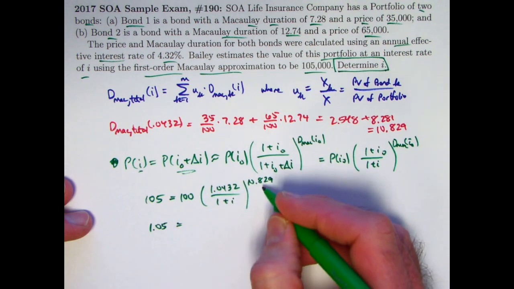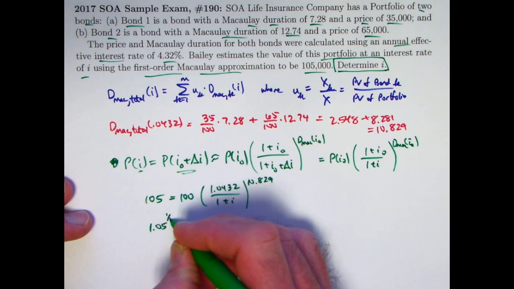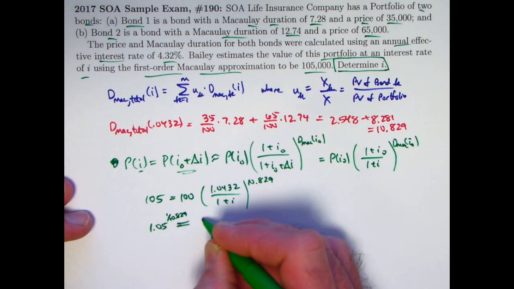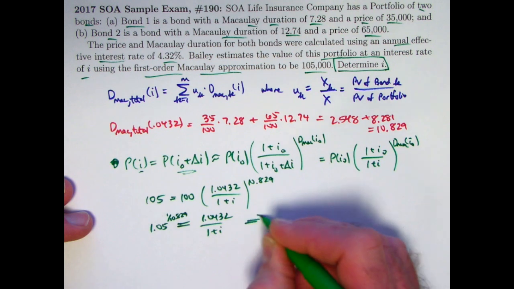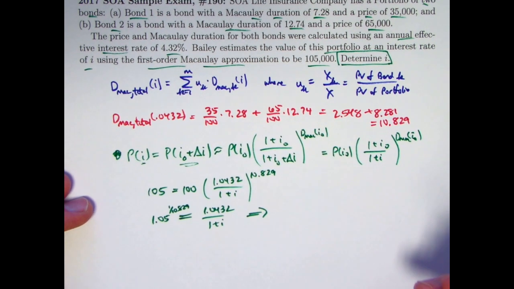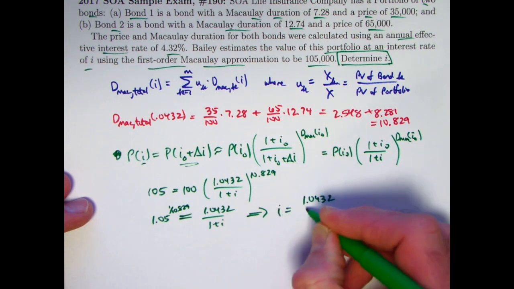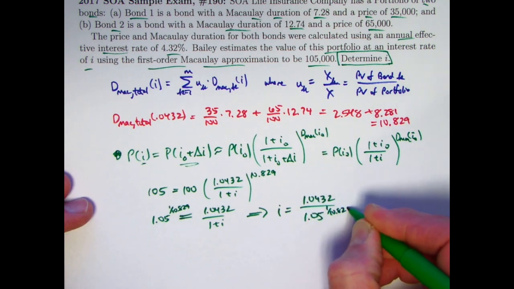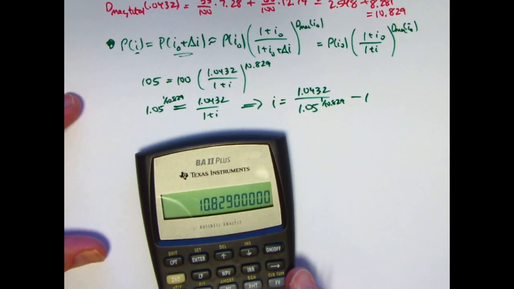I would then raise both sides to the power that is 1 over this number. I'll write a 1 over 10.829 here. That will equal 1.0432 over 1 plus I. And this is all going to mean, after I multiply both sides by 1 plus I and divide both sides by this, and then subtract 1, that I will be 1.0432 divided by 1.05 to the 1 over 10.829 power minus 1, and that will be the answer. So I just have to do that calculation now.